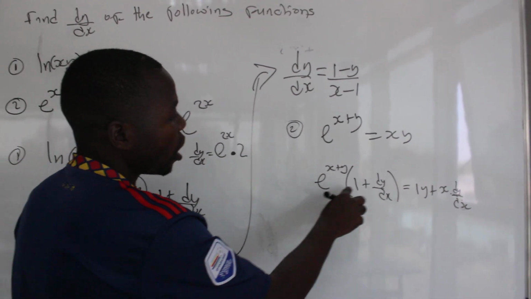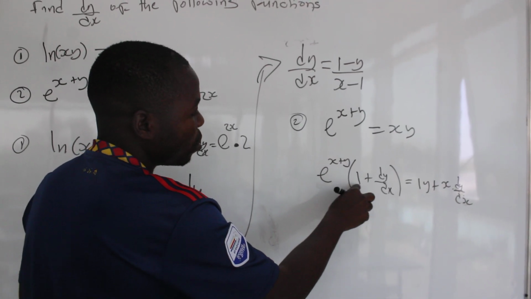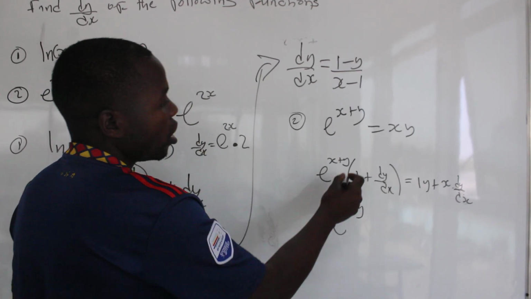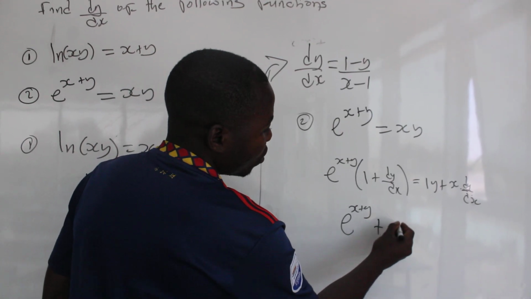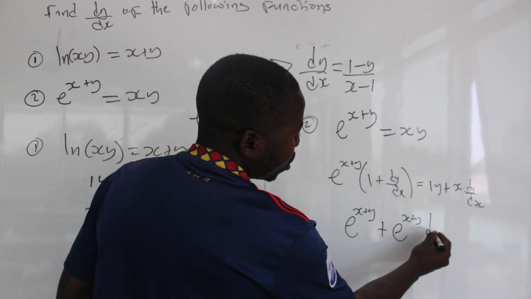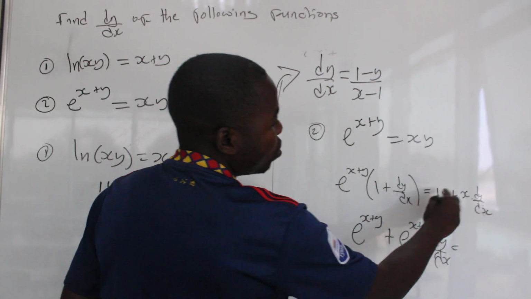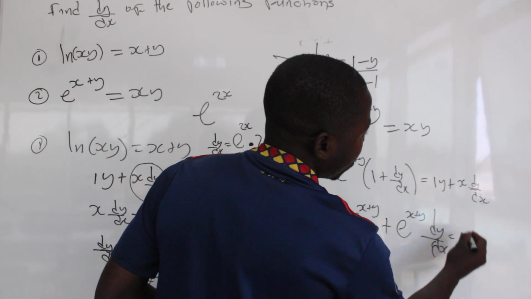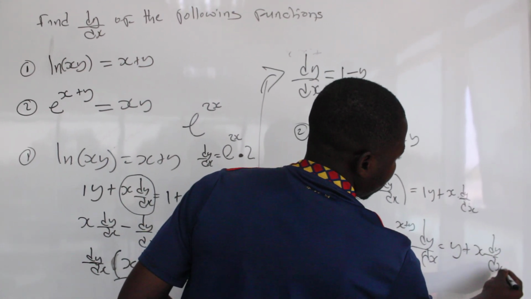So it will be this time 1, this exponential multiplied by this, it will give you e^(x+y), and this one times this one, it will give you plus e^(x+y) times dy/dx. Here you have 1 times 1, it will give you y. Then you have x dy/dx.